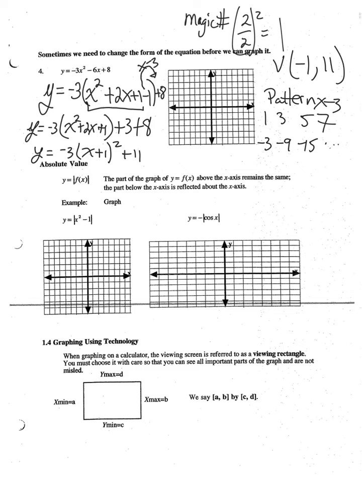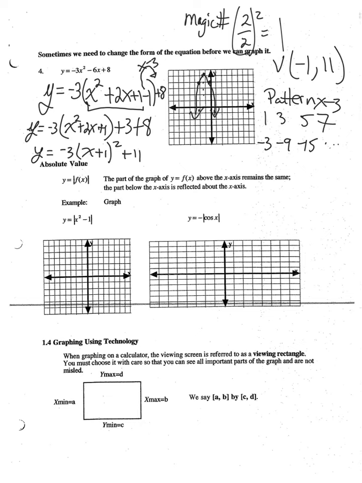So starting with the vertex at -1, and 1, 2, 3, 4, 5, oh my gosh, let's go 2, 4, 6, 8, 10, 11. So right here, then I would have to go over 1 and down 3, and over 1 and down 9, and graph my parabola.